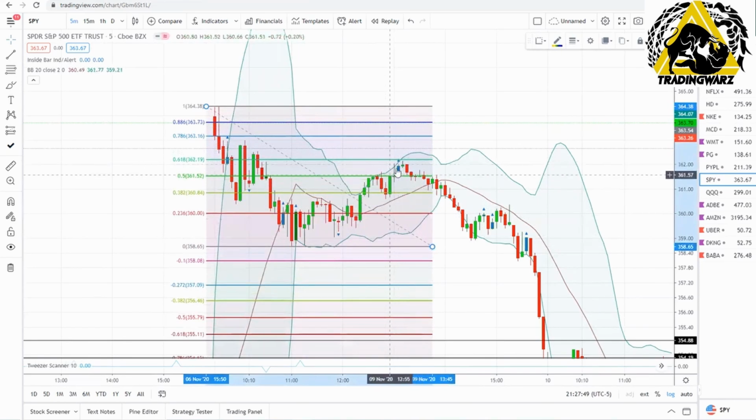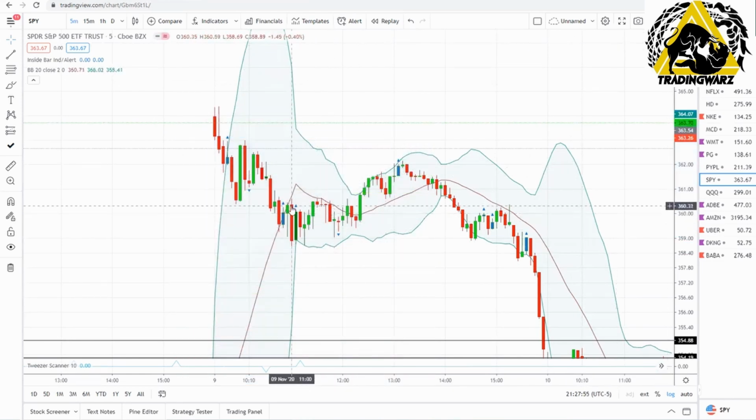And look at these wicks at the 618. Look at these reversal signs. So it's also very, very good to read the price action at these reversals. Take your time, draw the fibs, and look at your price action at these reversals.